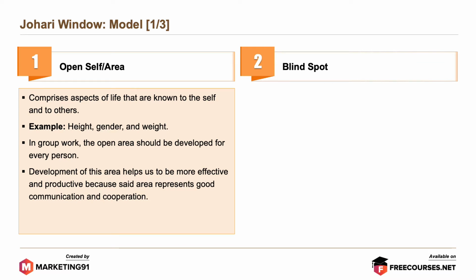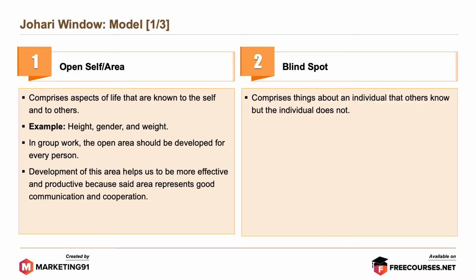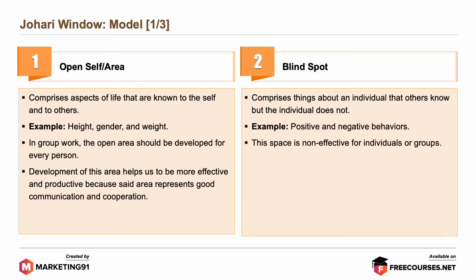Second, blind spot comprises things about an individual that others know but the individual does not. Example, positive and negative behaviors. This space is non-effective for individuals or groups. This area can be reduced based on feedback from others.